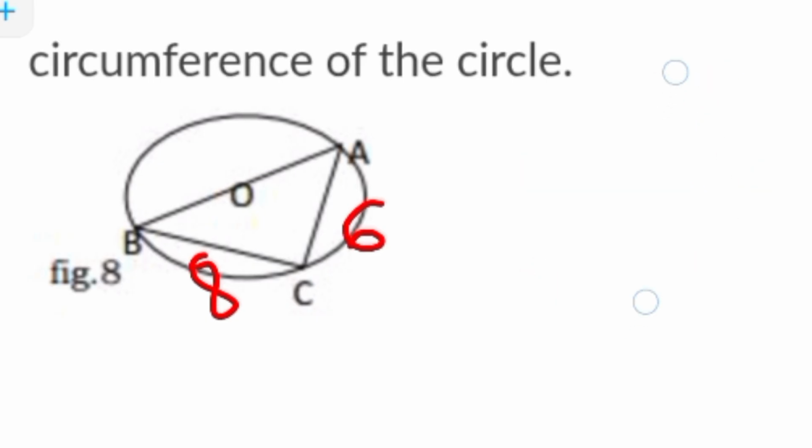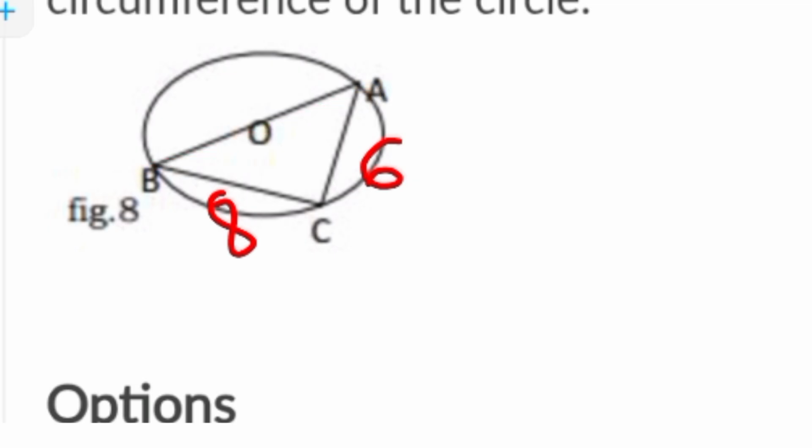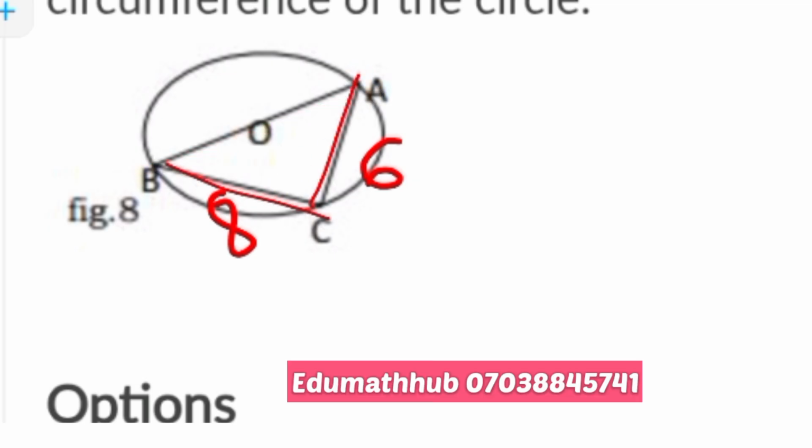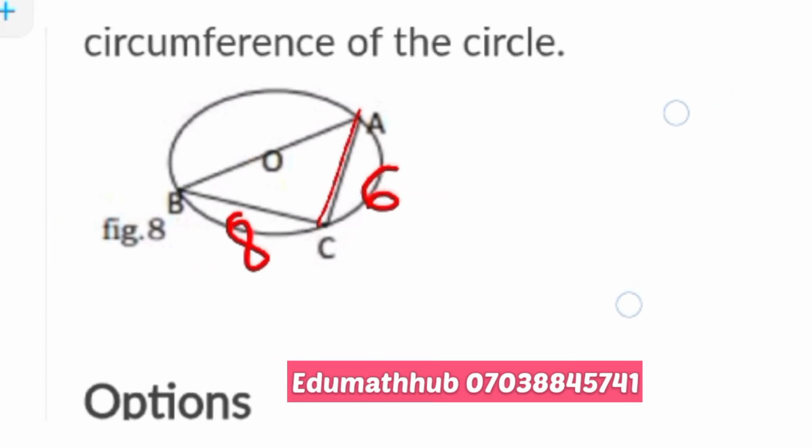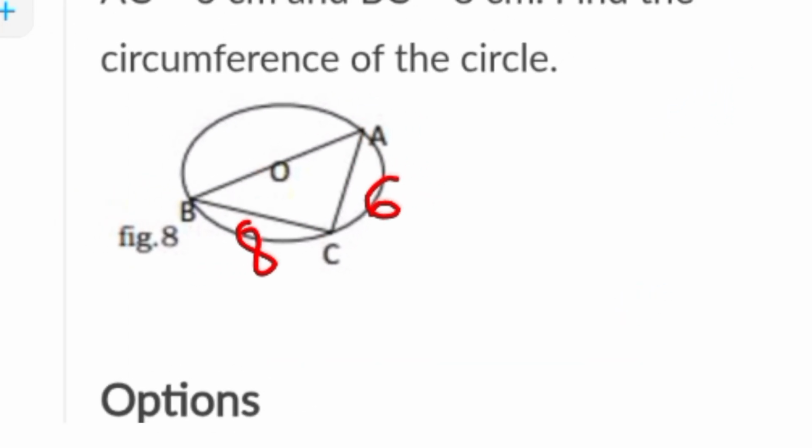The two ends of the diameter have been joined at this point. That means the angle here is 90, so you have a right angle triangle. Before we can find the circumference of this circle, we need to find the radius first. If you bring that part out, it will be like this. This is 6 and this is 8.